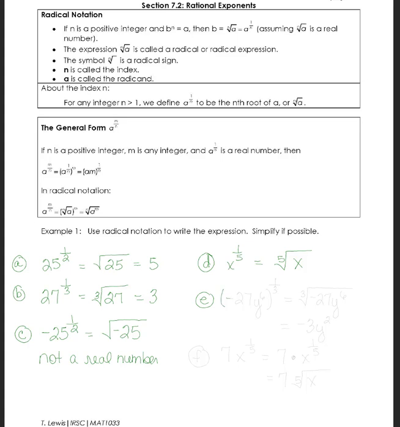The quantity of negative 27 y to the 6th, all to the 1/3 power. How would you write that now? Because parentheses around that negative 27 y to the 6th means all of that that's in the parentheses goes under the radical sign. What is the index here? 3. So you're saying the cube root of negative 27 y to the 6th. Take the cube root of negative 27. Negative 3. Take the cube root of y to the 6th. Y what?